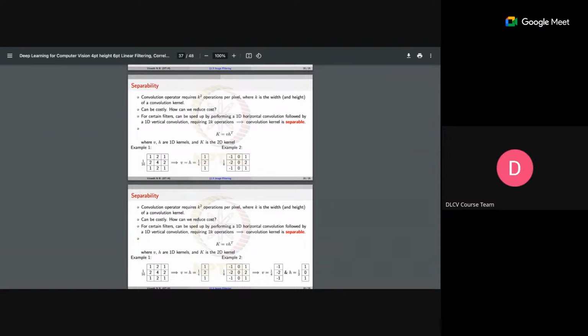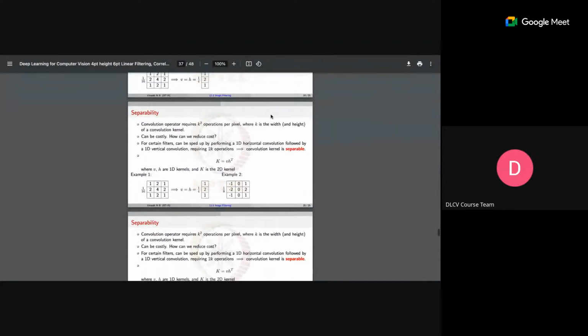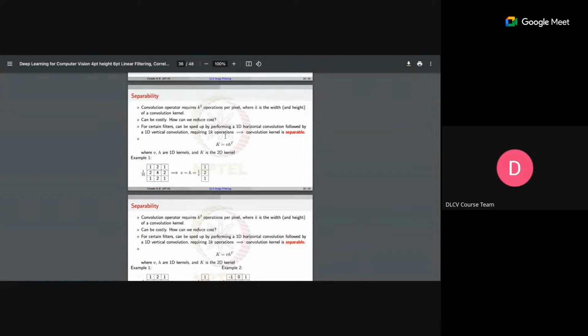Can you see my screen? Yes, sir. So it is something like this. If you can represent a kernel as an outer product of two vectors, then that kernel is called a separable kernel, right? That is the definition. Yes, sir. So now, there are multiple ways to find it. Simple way is because we can represent this kernel matrix as an outer product, this kernel will have a rank 1.